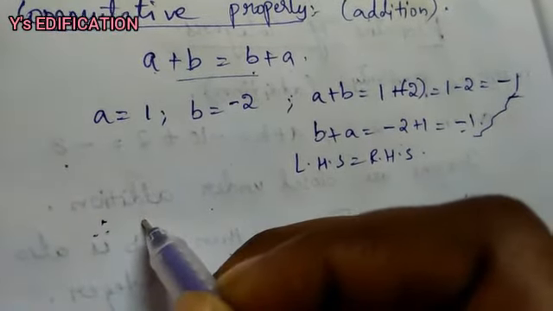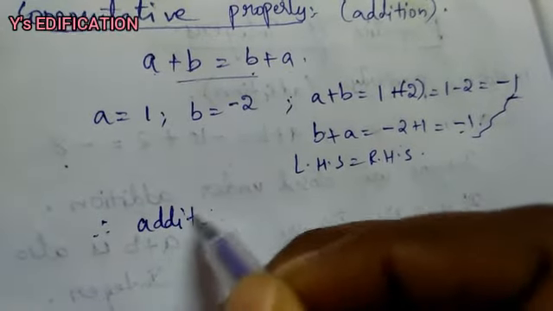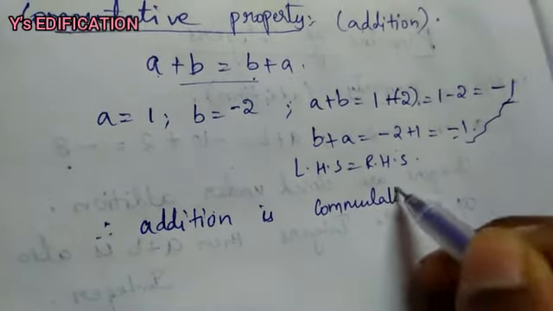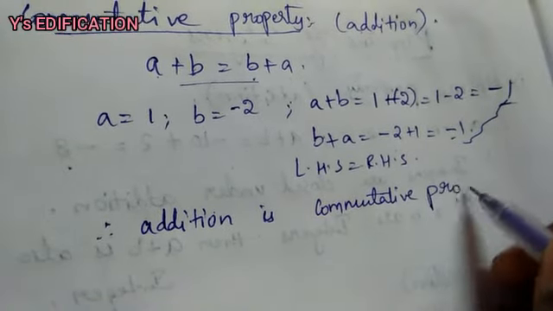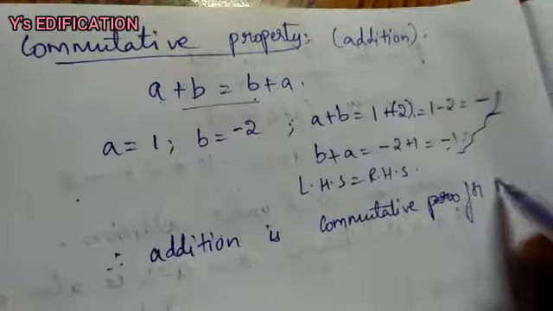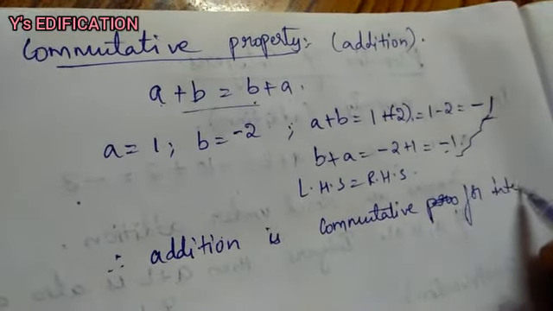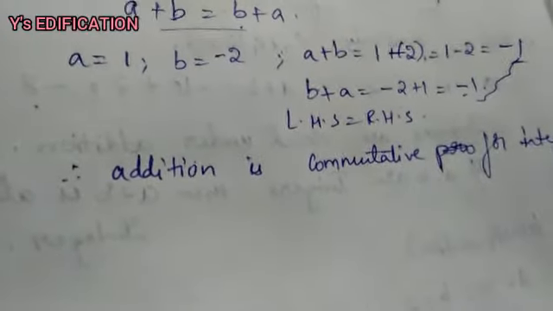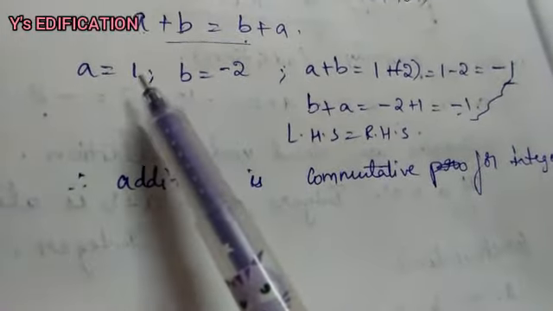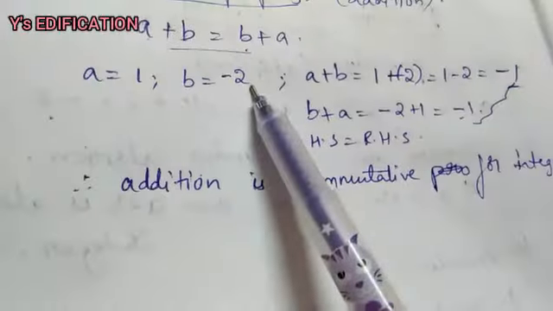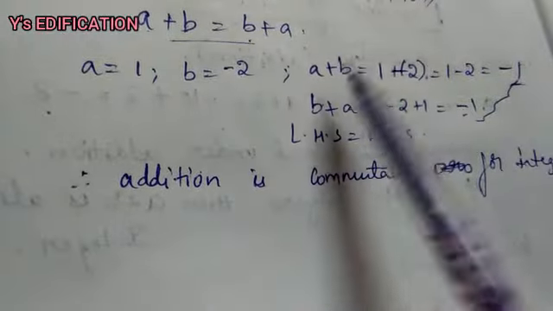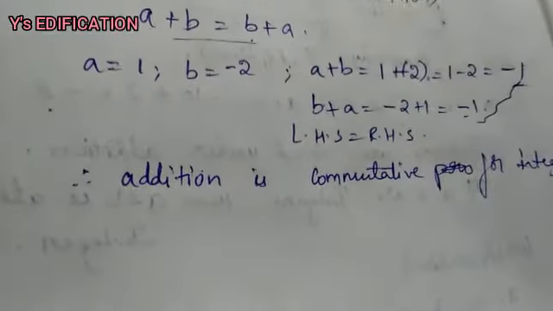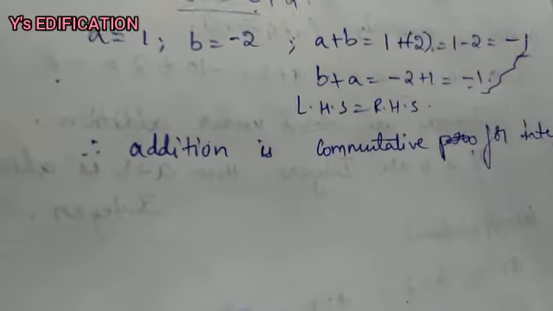So what can we say? Addition is commutative. This is known as commutative property. Addition is commutative for integers. Okay, you can try a few more examples. Let me take 4 and 5. What is 4 plus 5? 9. 5 plus 4 is also 9. So LHS will always be equal to RHS when we add two integers. So we can say that addition is commutative property.